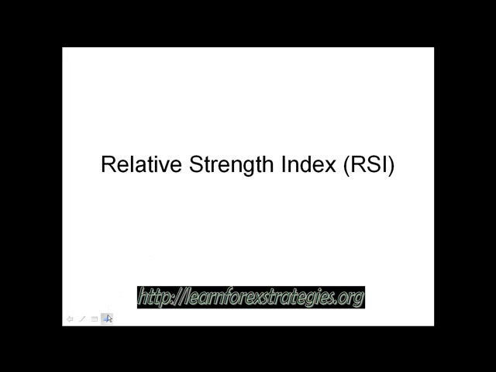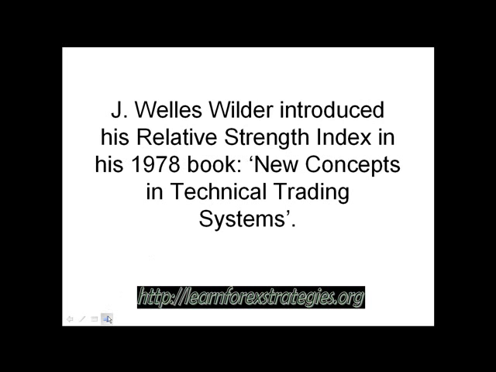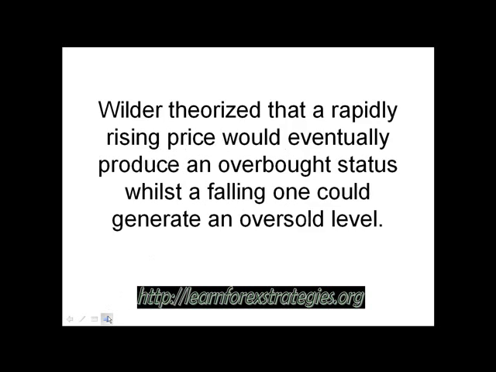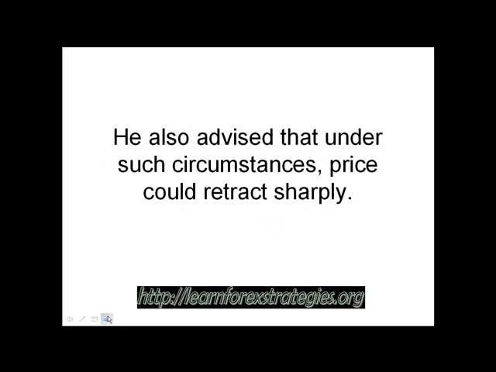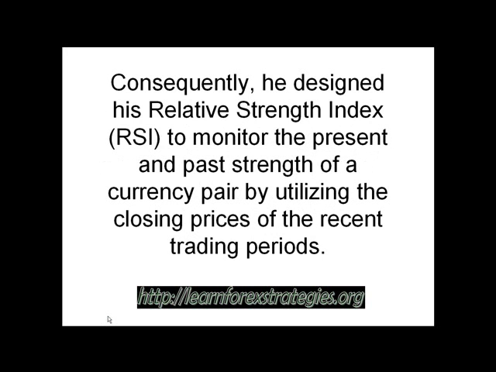Relative Strength Index, RSI. J. Wells Wilder introduced his Relative Strength Index in his 1978 book New Concepts in Technical Trading Systems. Wilder theorized that a rapidly rising price would eventually produce an overbought status, whilst a falling one could generate an oversold level. He also advised that under such circumstances price could retract sharply.